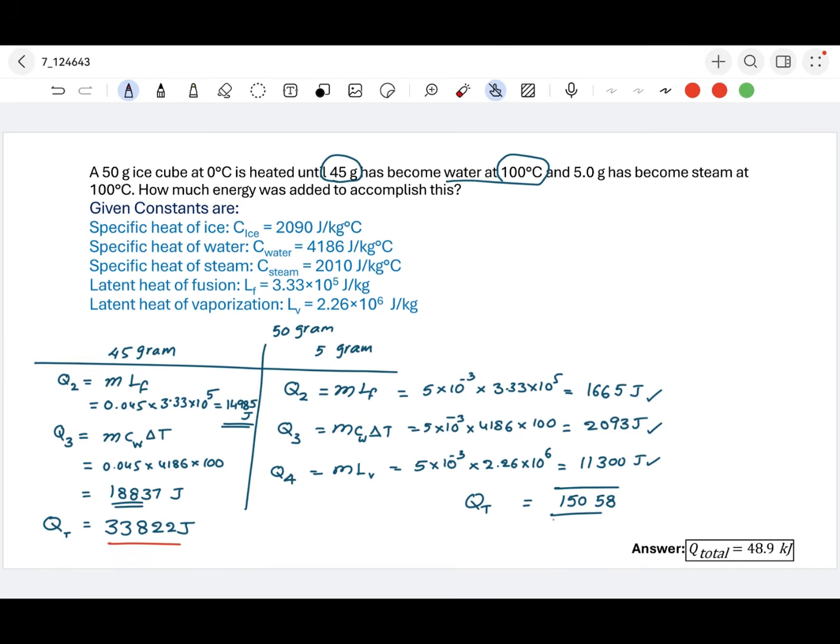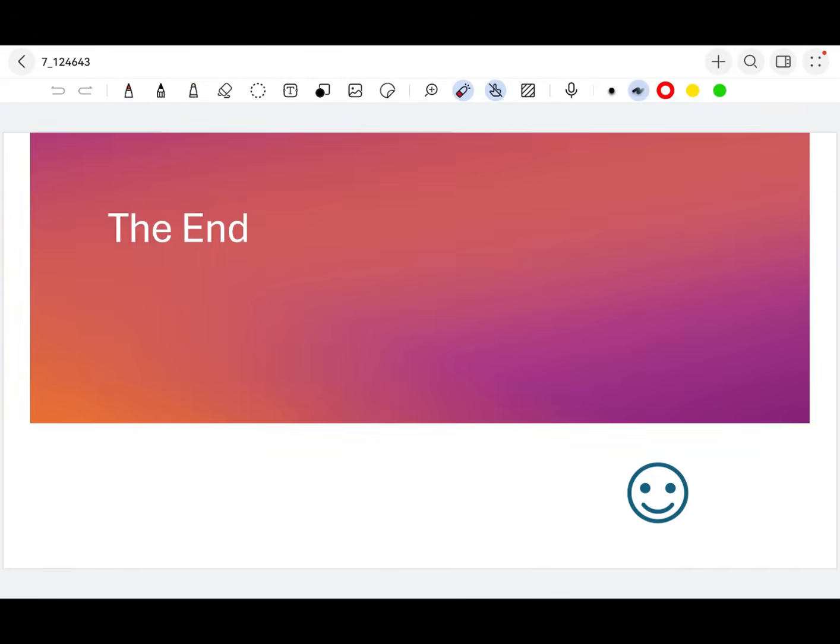Okay, now it's the time to add the total here. This plus this we have to add. So for the whole process, the grand total is 33822 plus 15058. The answer is 48880, which is nearly, you can say, 48.9 kilojoule. Thank you.